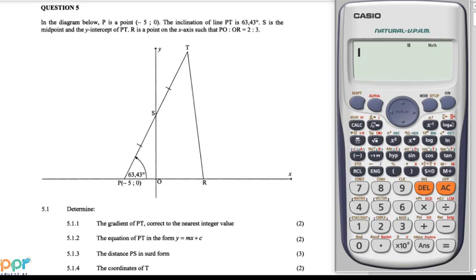In the diagram below, P is the point (-5; 0), which is found in this diagram. The inclination of the line PT is exactly 63.43 degrees. They also tell us that S is the midpoint and S is the y-intercept of this line PT. R is a point on the x-axis such that OP:OR is 2:3. Now, the first question says determine the gradient of PT correct to the nearest integer value.